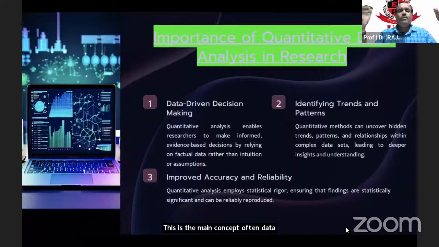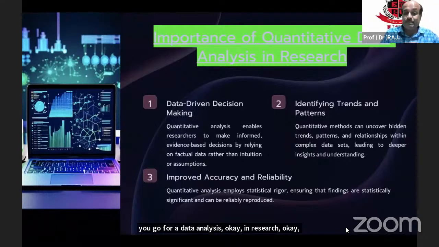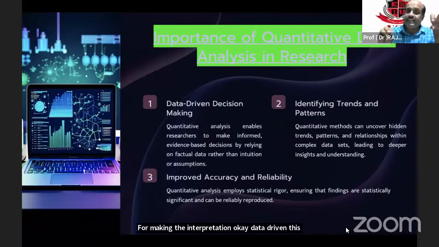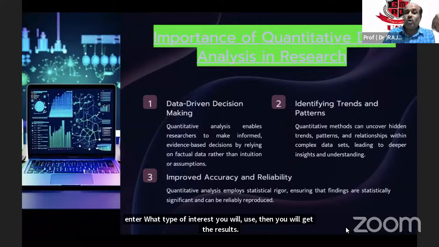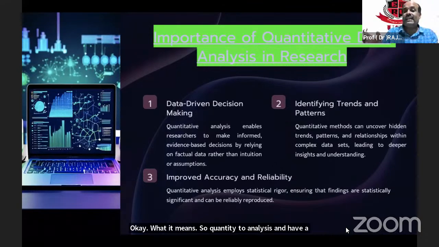So when you go for data analysis in research, why do you have to go for it? For making the interpretation, data-driven decision making. How you conceptualize, how you will enter, what type of test you will use, then you will get the results. Quantitative analysis enables researchers to make informed and evidence-based decisions by relying on factual data rather than intuition or assumptions. This is the importance of quantitative research.